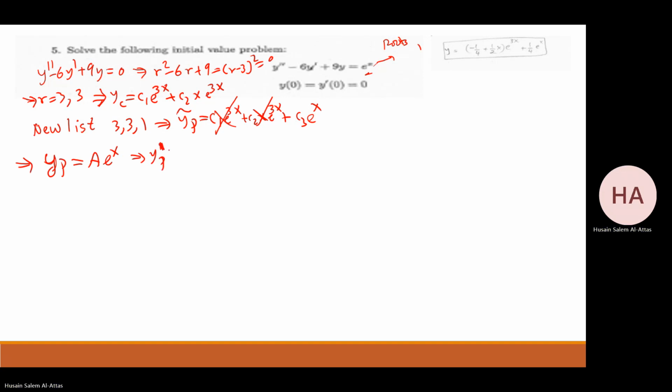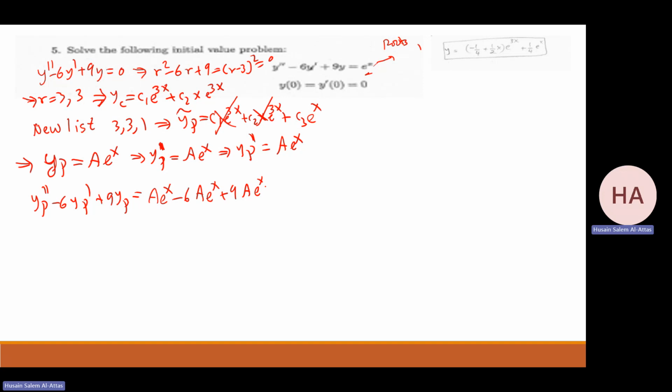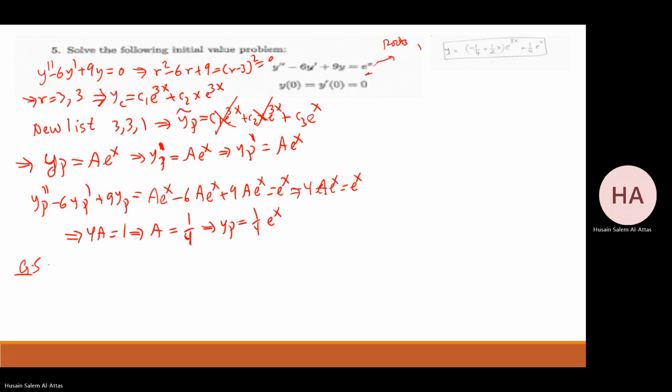So the form of yp is a e^x, yp prime, I need what? Double prime, a e^x, same. So substitute, I have yp double prime minus 6 yp prime plus 9 yp. That will be what? a e^x minus 6 a e^x plus 9 a e^x. That will be 4 a e^x. So 4a e^x equals e^x, so 4a equals 1. So a equals 1 over 4. So yp will be 1 over 4 e to the power x. So what is my general solution? y equals yc plus yp, and that is c1 e^(3x) plus c2 x e^(3x) plus 1 over 4 e^x.